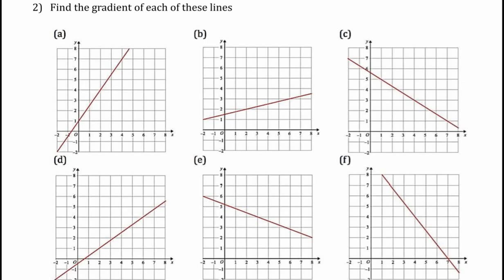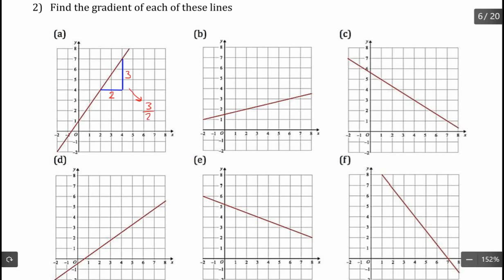Very similar question, just slightly harder gradients to find. So again, find yourself a nice point on the line. That looks like a good point to me. I've got to go 2 across before I can go up to find the next nice point. And if I record my run and my rise, my run there was 2, my rise is 3. When I do that division, rise divided by run.